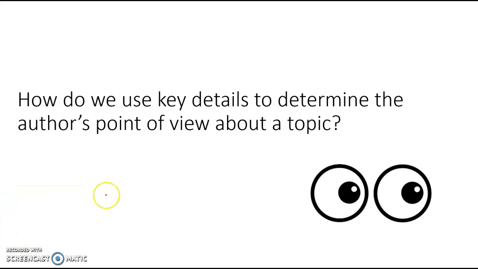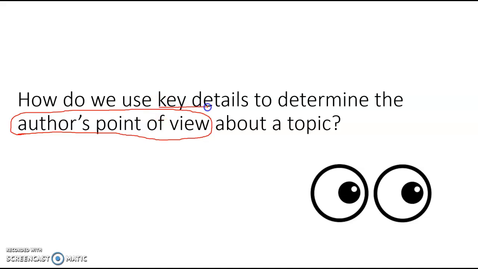Your lesson essential question, like yesterday, is how do we use key details to determine the author's point of view about a topic? So yesterday we talked about what point of view is. Today we're actually going to be reading a text and we'll be deciding the author's point of view by using those key details.